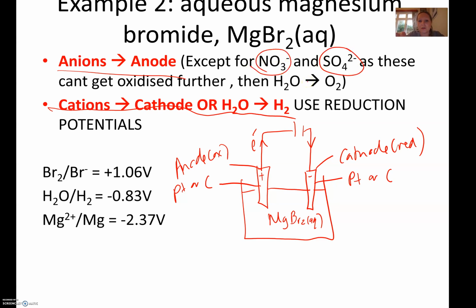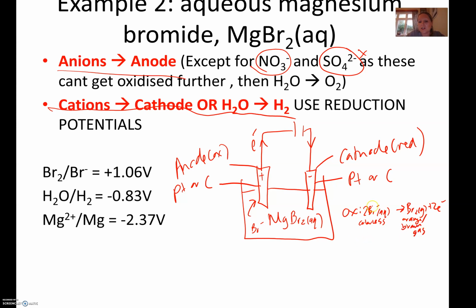Do we have nitrate or sulfate? And the answer is no. So anions are going to go to the anode. So I'm going to do my oxidation equation here. My anions are bromide ions and they're going to go to here. So bromide ions aqueous, there's going to be 2 of them, forming Br2 gas plus 2 electrons. Okay. Bromide ions are colourless and Br2 is an orange/brown gas.